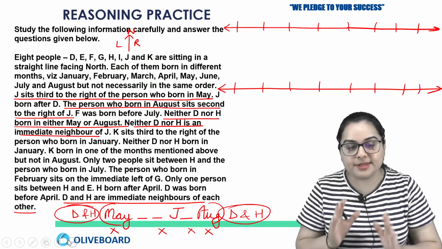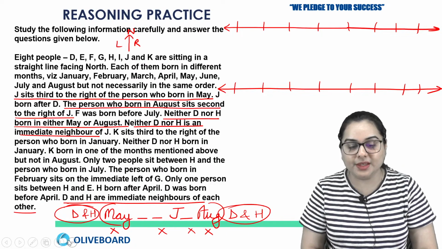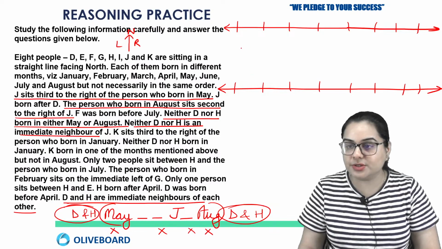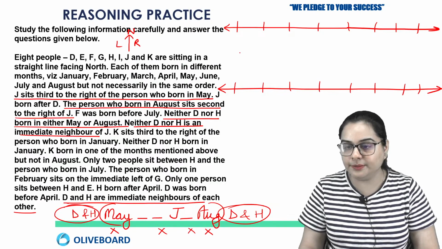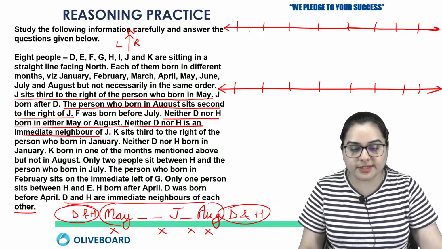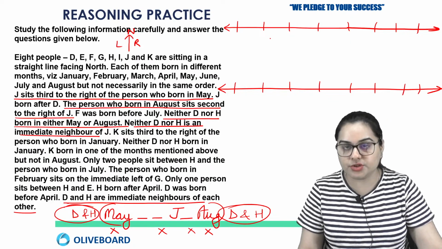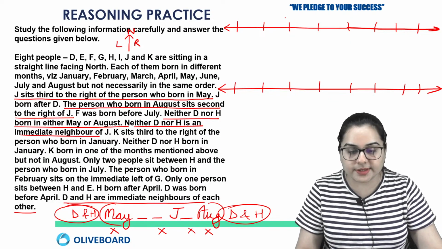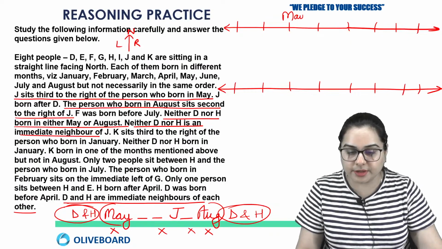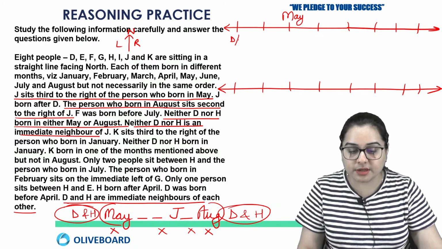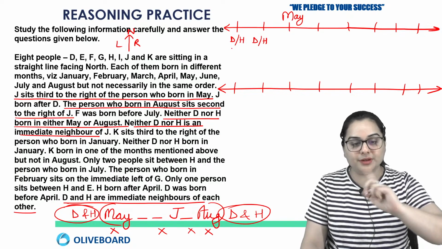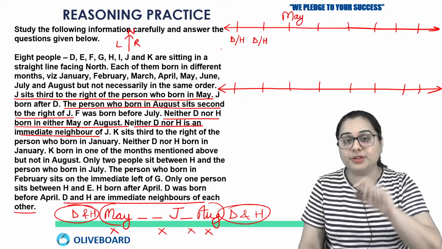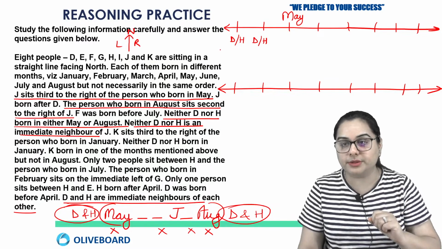Is this much clear to you all? Students, is this much clear to you all? I hope this is clear. So now let us fill the whole solution in our main row. Here I am going to write May. The first place I have reserved for D and H. But I still have a doubt about where I'm going to position D and where I'm going to position H.